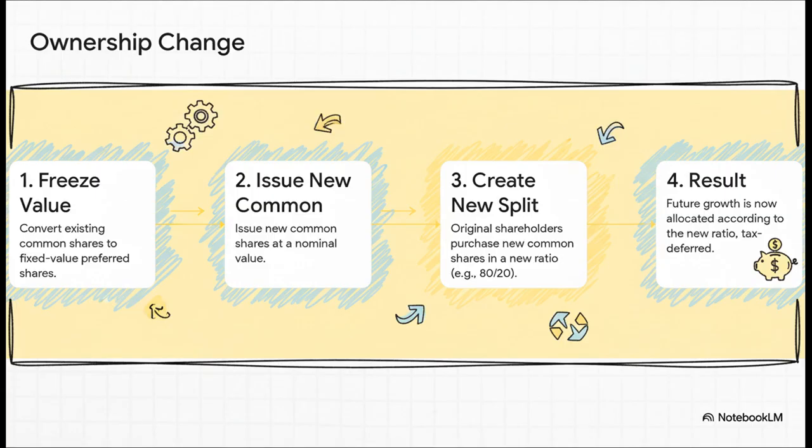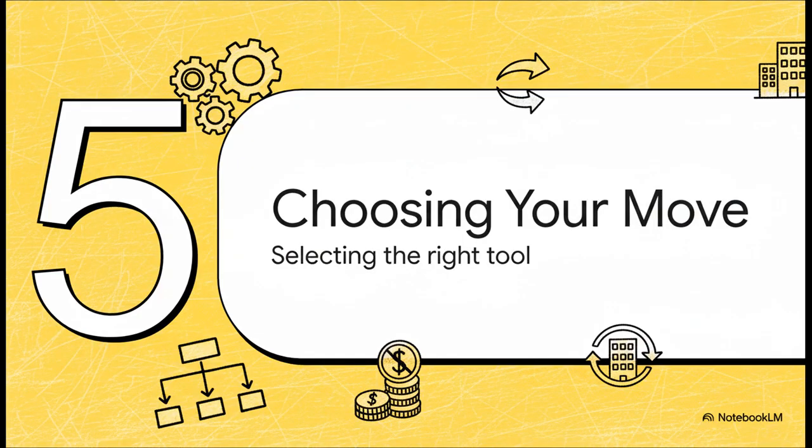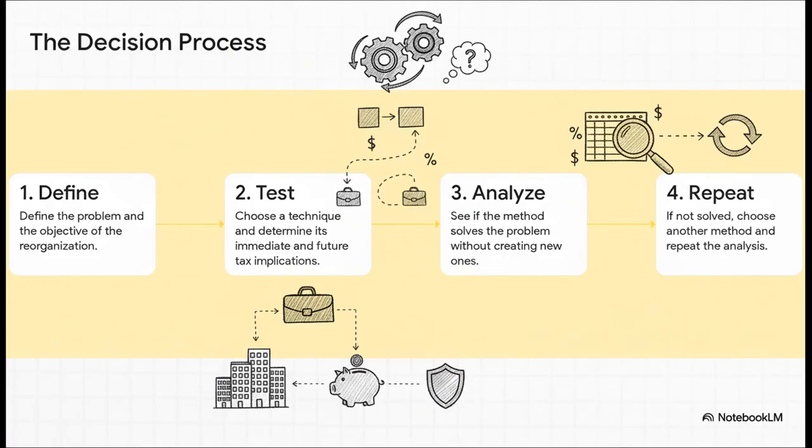So we've got our 4 tools: asset transfers, amalgamations, wind-ups, and share reorganizations. But knowing the tools is only half the battle. The real art, the real strategy, is in choosing the right one for the job. Professionals don't just pick a method out of a hat. They follow a really rigorous 4-step process.